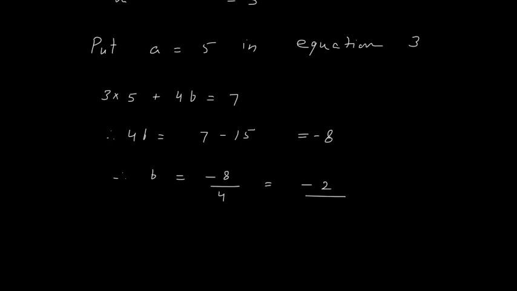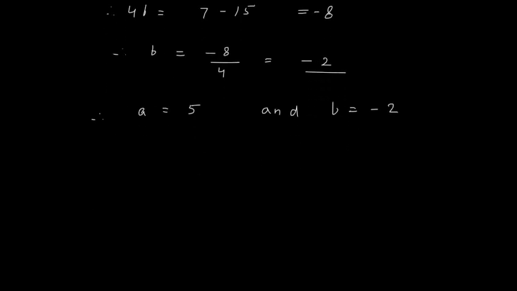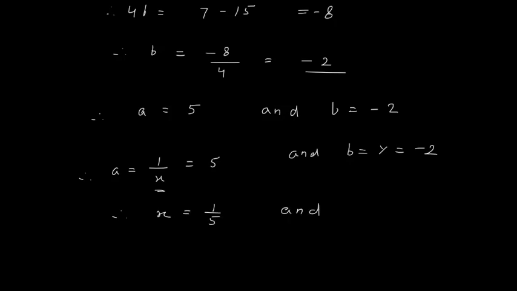So therefore a I got as 5 and b I got as minus 2. So therefore a is equals to 1 upon x is 5 and b is equals to 1 upon y is minus 2. So therefore I will reciprocate this. I have x is equals to 1 upon 5 and y as minus 2. So this is your final solution.